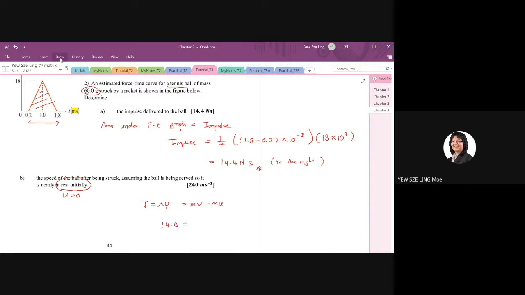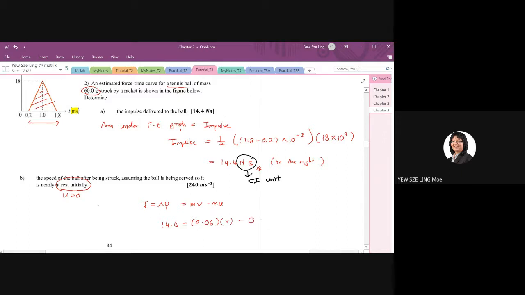Why? Because our unit for impulse is in SI unit. So the rest of the variables must be in SI unit as well. So m is 0.06 kg, 0.06 kg times v. So v is the variable that we want to find, minus 0.